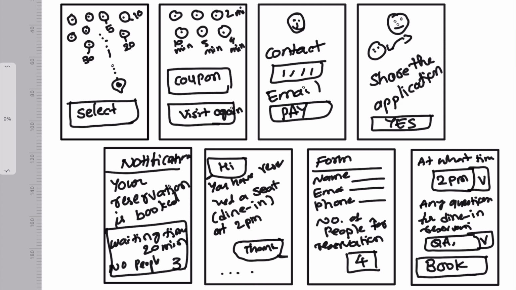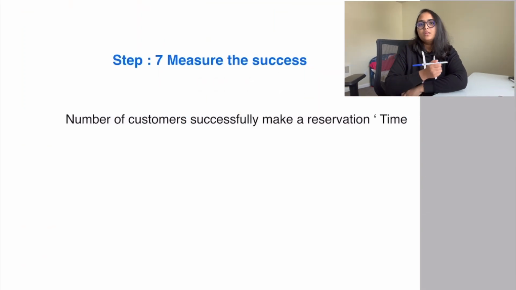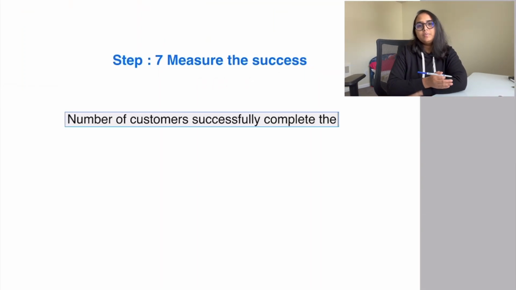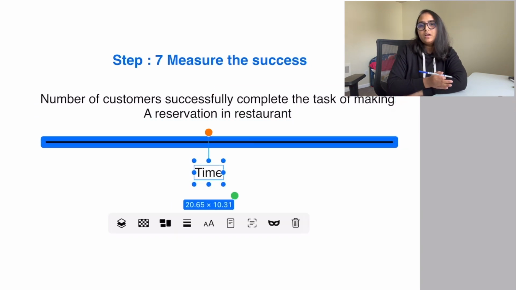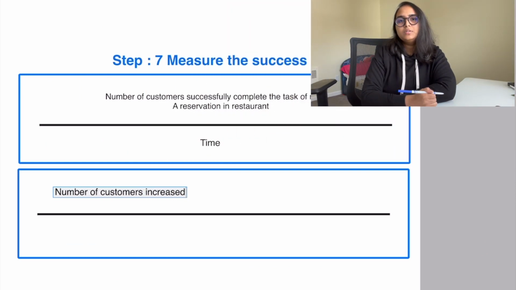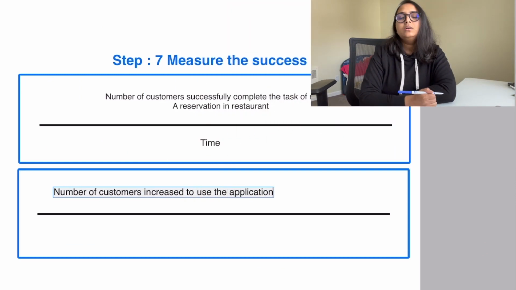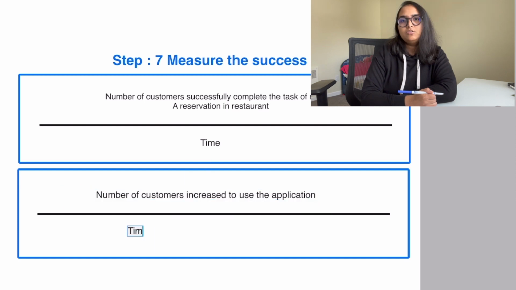So next another important screen is a form. This is a very small amount of information that the user has to fill up in the form to get a reservation in the restaurant. So I think that was my proposed design solution for the problem. Now we are going to measure the rate of success. The number of customers making a reservation in the restaurant within 30 minutes or less. The number of customers using the application per week, month or year.